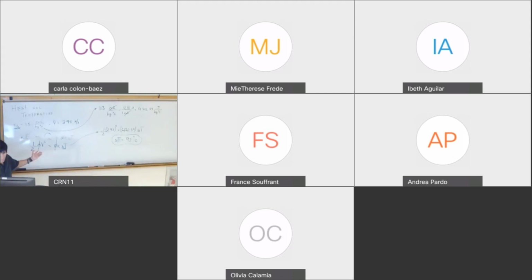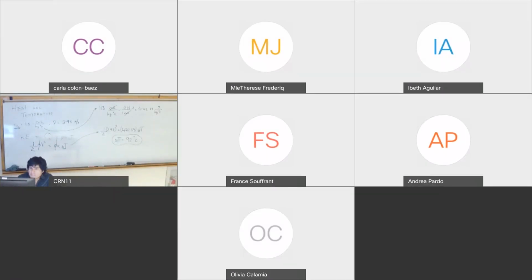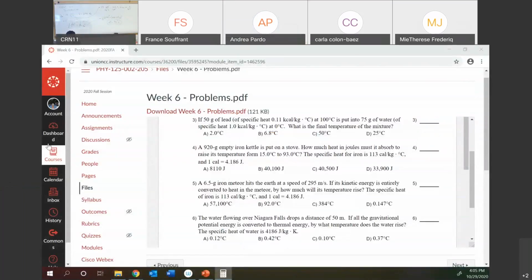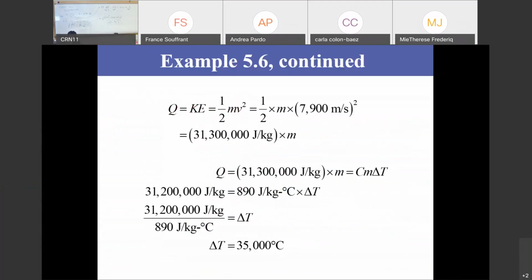Okay, conversion of energy. But is that the only thing that we deal with? Not really. We also can deal with concepts of thermal equilibrium. Let's see what I have here. So there's a problem there, a different type of problem.